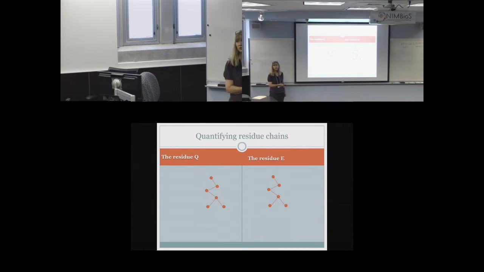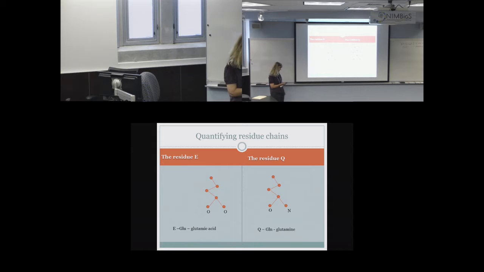But we have an issue, because no matter how much you calculate all the different graphical invariants, what's going to happen here? There's no difference between these two, the residue Q and the residue E. We need more information. We need to know how they're different.